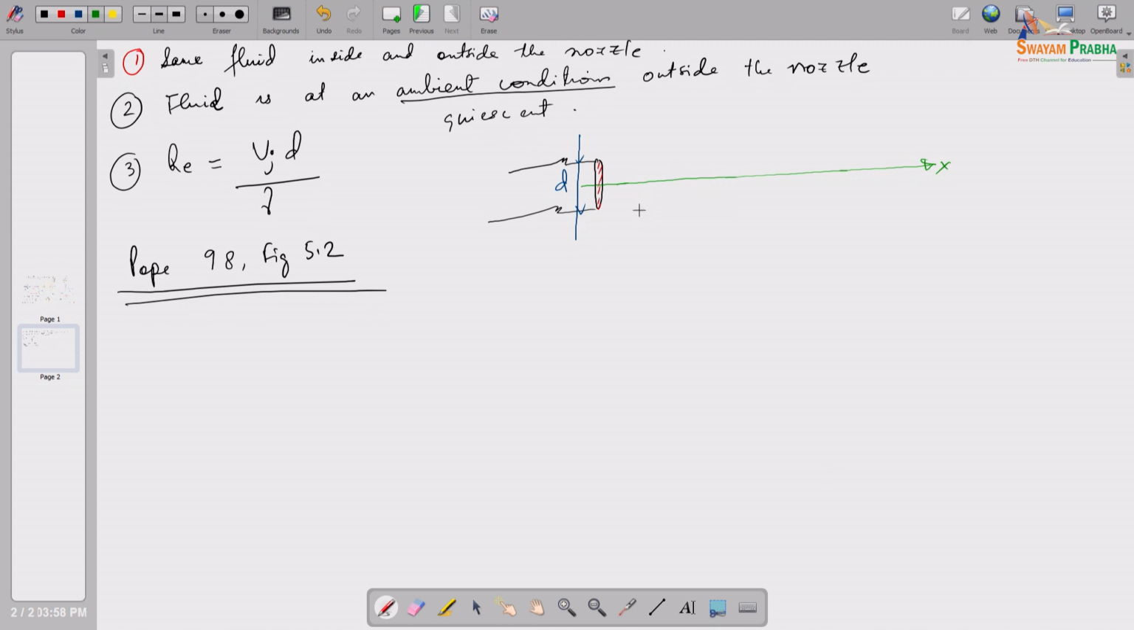We're going to take 3 locations. So, x by d is equal to 30, x by d is equal to 60, and x by d is equal to 100. These are the 3 locations we are going to take, and what are we going to measure? Well, this is what is measured. Let us look at that. I am going to draw this as best possible.